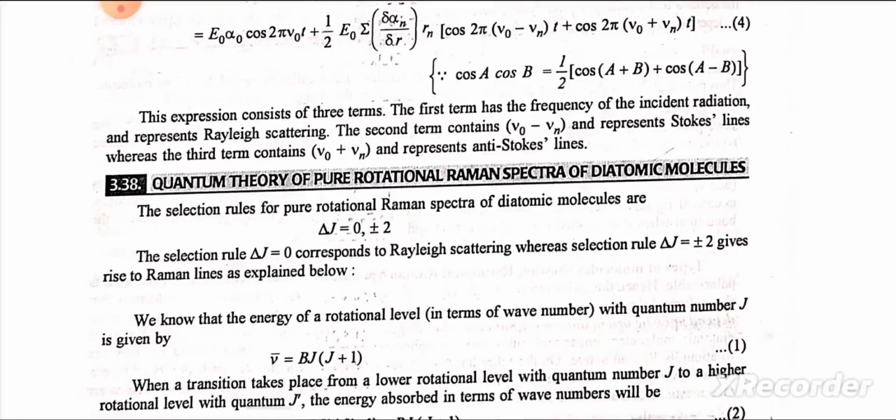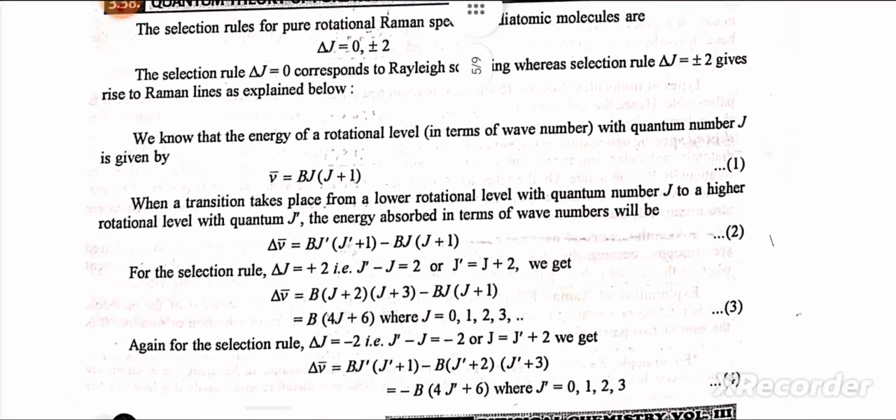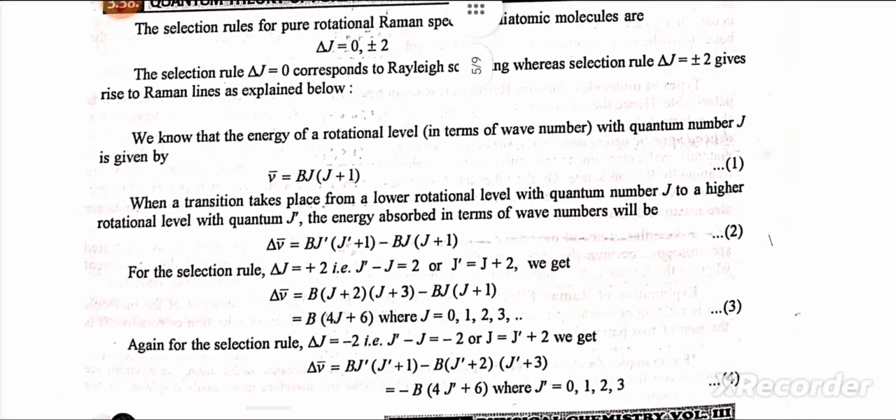Quantum theory of pure rotational Raman spectrum of diatomic molecules. The selection rules for pure rotational Raman spectra of diatomic molecules are delta J is equal to 0 and plus minus 2. The selection rule delta J is equal to 0 corresponds to Rayleigh scattering, whereas the selection rule delta J is equal to plus minus 2 gives rise to Raman lines as explained below. We know that the energy of a rotational level in terms of wave number with quantum number J is given by mu bar is equal to BJ into J plus 1.